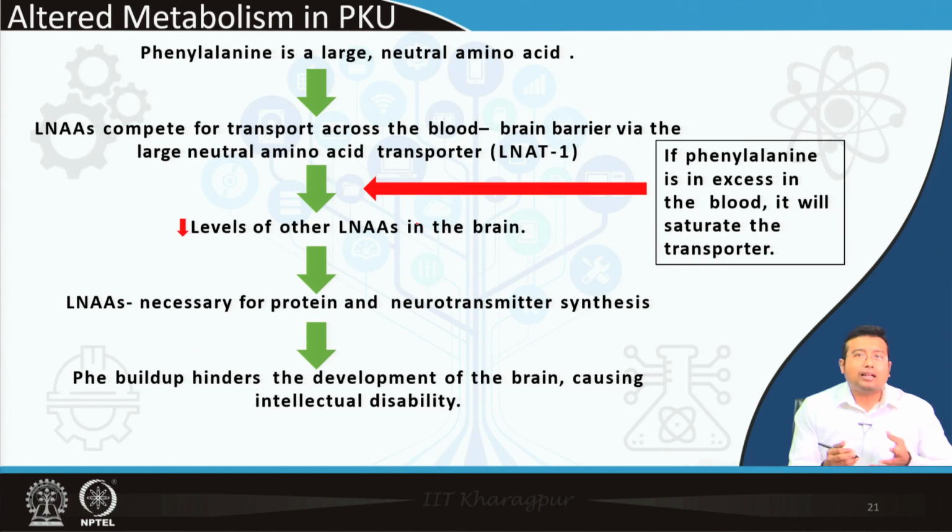Next, see phenylalanine: what happens if it cannot be converted to tyrosine? Naturally, the phenylalanine level is very high in blood. These are essential amino acids, and the brain has an important requirement for them in normal development. Phenylalanine is a large neutral amino acid, and it is normally transported into the brain through the blood brain barrier with the help of the large neutral amino acid transporter.